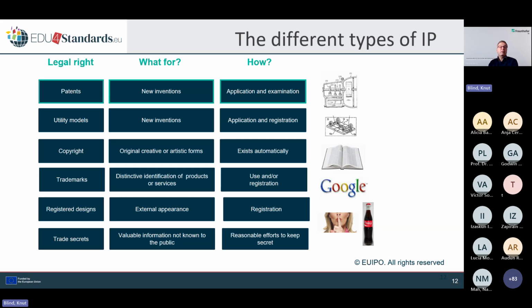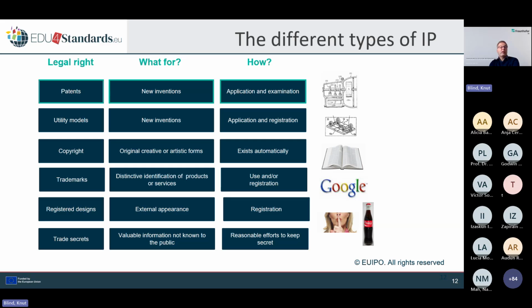Then we have copyright, which is really very broad. It's covering all creative and artistic forms, and to make it explicit, also software. And it exists automatically. That means you don't have to apply for it and to register.